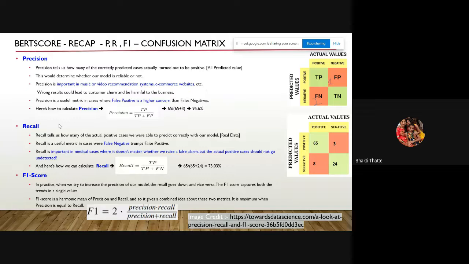Then recall is about false negatives, and this metric is used whenever false negative is of higher concern. For example, in the healthcare domain, where an actual positive case should not go undetected. This is the formula for recall, that is TP divided by TP plus FN, true positive divided by true positive plus false negative. And then F1 is the harmonic mean of both and gives us an idea of these two metrics together.